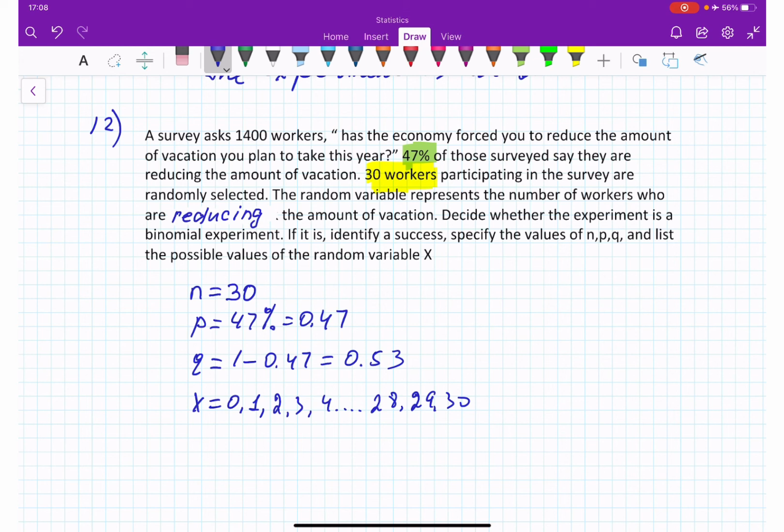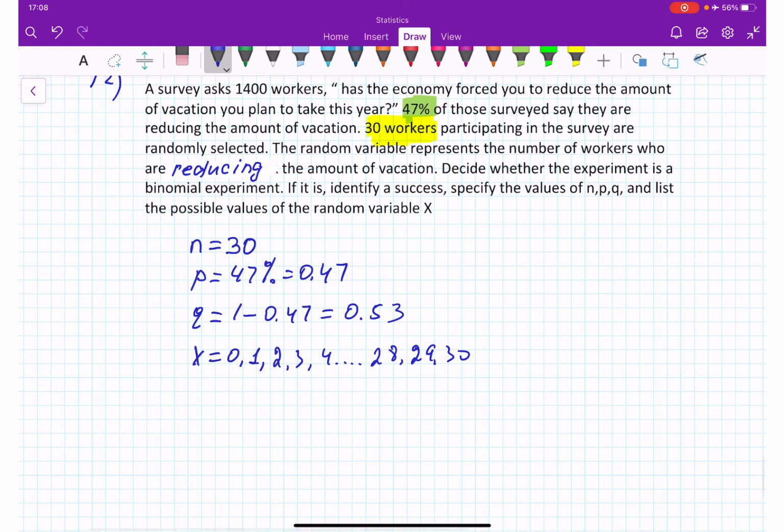Is the experiment binomial? Yes, it is binomial. That is question A. From the analysis above we can say it is a binomial experiment.